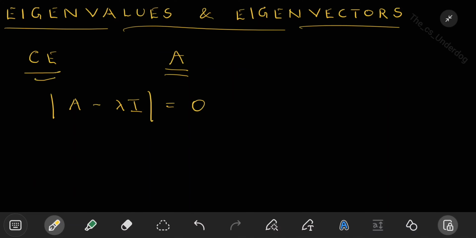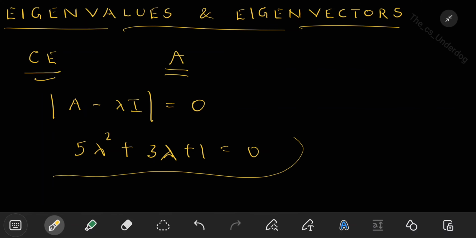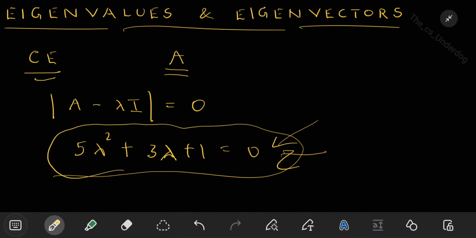If you solve this, you will get an equation which is a polynomial in lambda. This polynomial in lambda is called the characteristic polynomial. So you will get some polynomial like 5 lambda square plus 3 lambda plus 1 equal to 0. Some sort of an equation like this you will get if you solve, and that equation will be called the characteristic polynomial. If you find the roots of this characteristic polynomial, you will get the eigenvalues.